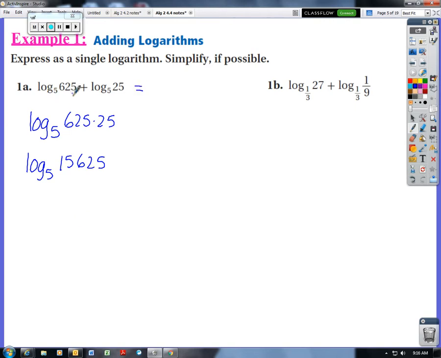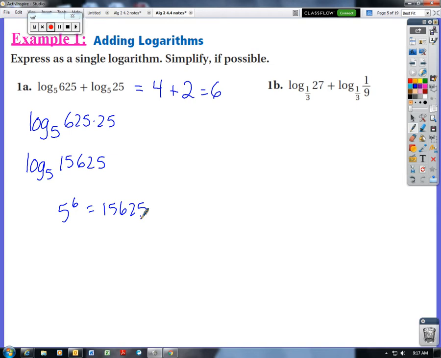So 5 to what power equals 625? Again, you'd have to guess and check if you don't know what it is. You could try 5, it's obviously not 5 squared. 5 to the third is 125, and then if you multiply 125 times 5, you'll get 625. So it ends up being 4 plus, and then log base 5 of 25 is 2, because 5 to the second power would equal 25. So it's equal to 6. That means that 5 to the 6th power is 15,625, and you can check that on your calculator and see that it is correct.